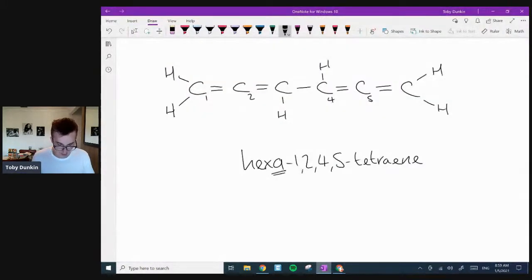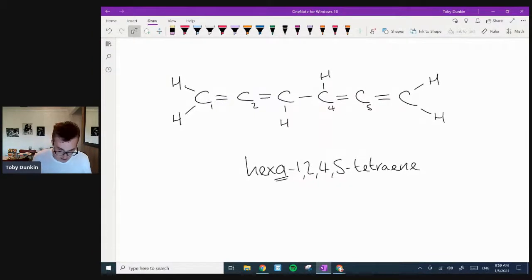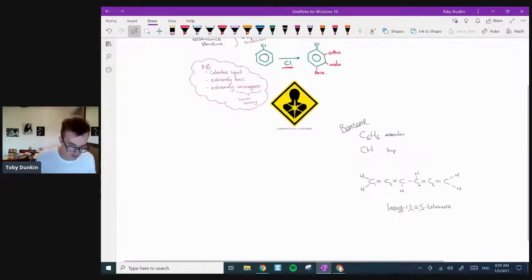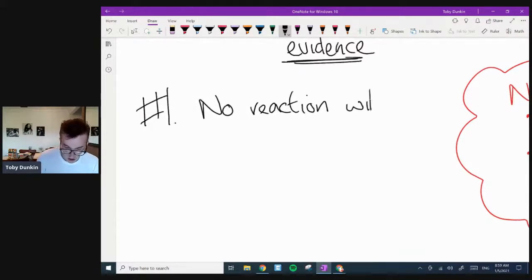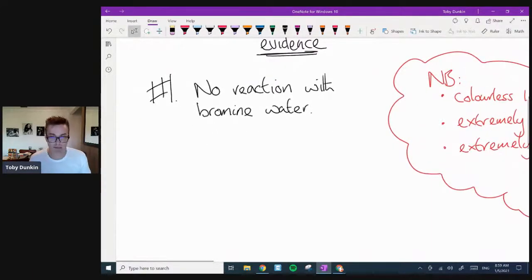Now, what he then, of course, did was he wanted to prove that this is the correct structure. So step number 1, test for the double bonds. The first thing he will do, evidence number 1, is he tested benzene with bromine water. The evidence was, surprise, surprise, no reaction. So the first piece of evidence was there is no reaction with bromine water. Now that's weird. If it was an ene, it would react. What that tells us is that benzene is much more stable than a standard alkene.